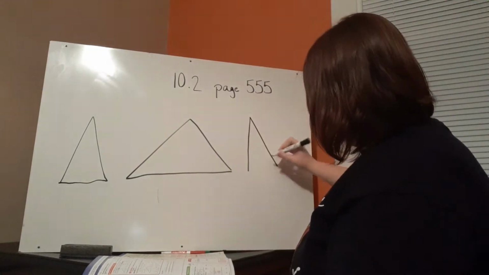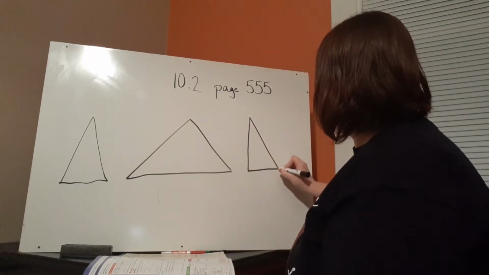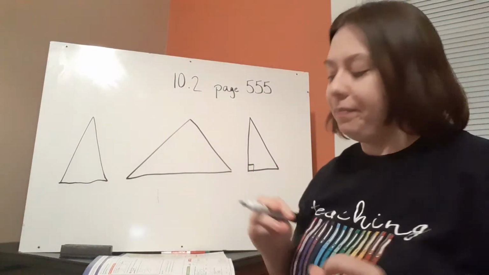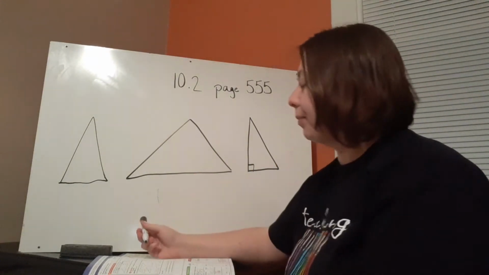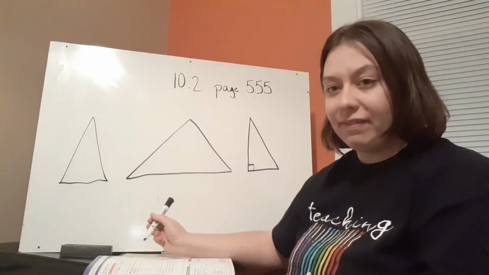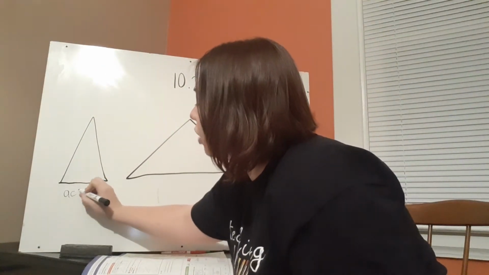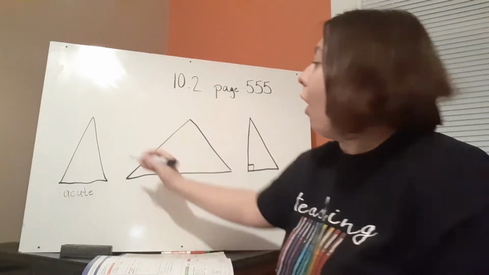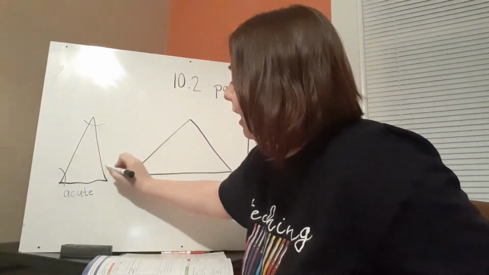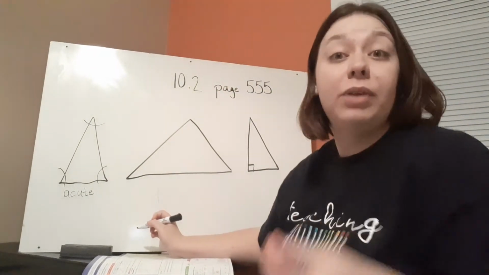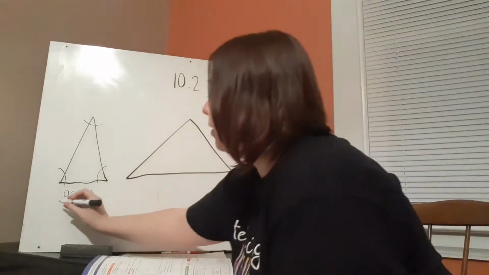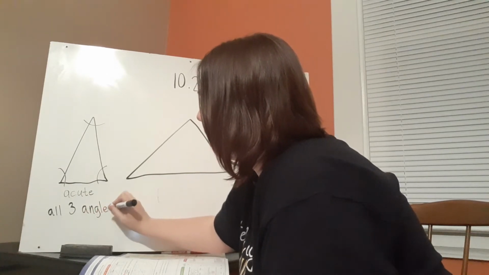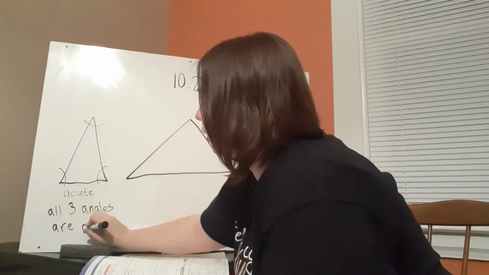So, when we are talking about triangles and we want to classify them by angle, here is what we're really talking about. The first one that we can have is an acute triangle. Now, in an acute triangle, all 3 angles are acute angles. They're all smaller angles. So all 3 angles are acute.